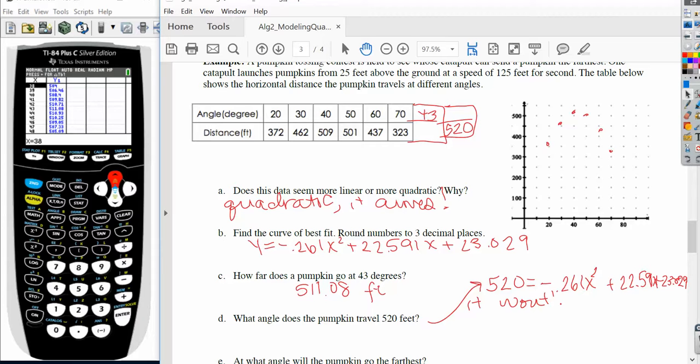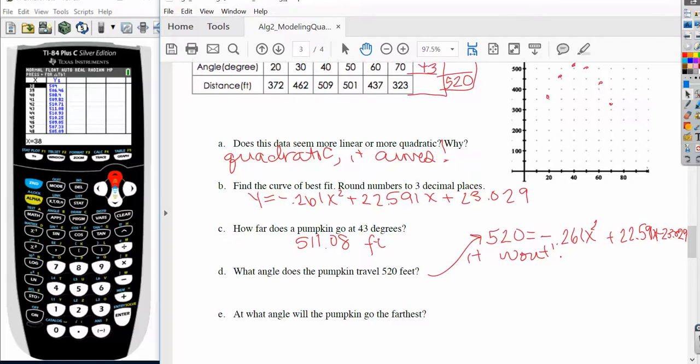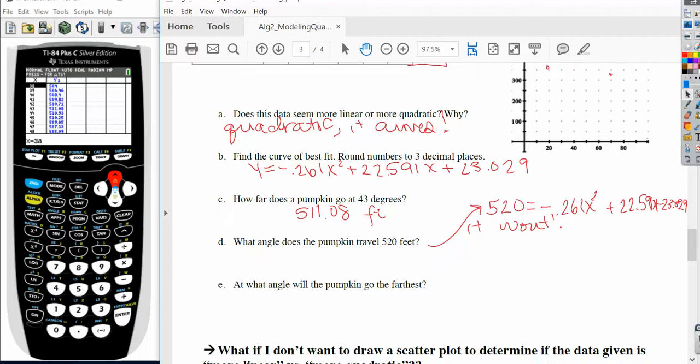All right, and it says, at what angle will the pumpkin travel? Oops, nope, the farthest. At which angle will the pumpkin go the farthest? So when it goes the farthest, that means it's at its maximum height. Max height. So when it's at its maximum height, that means I have to find the vertex.